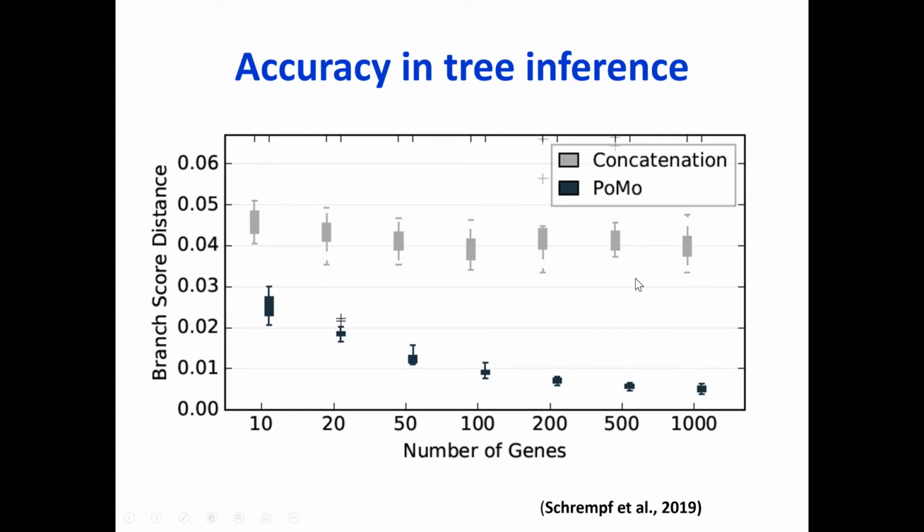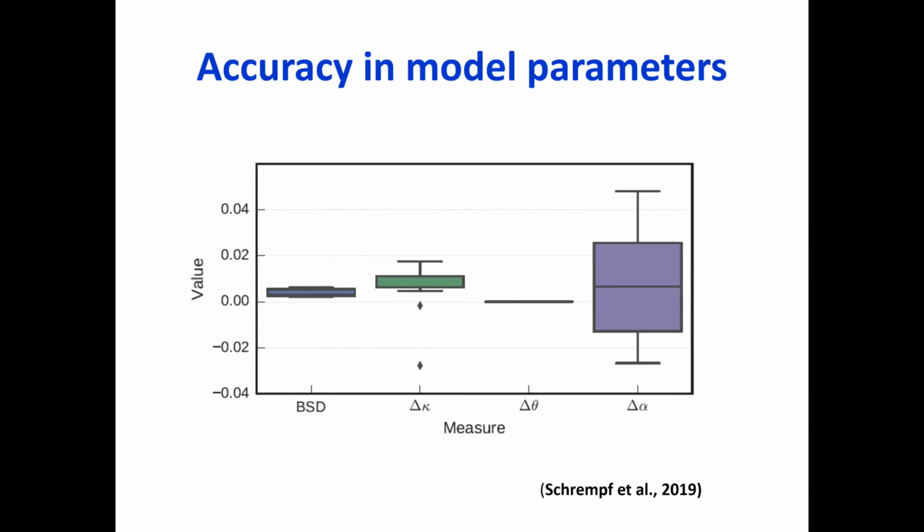For concatenation, this is not the case. And this is known to be problematic, especially in cases of incomplete lineage sorting. So we can do better than concatenation. We are almost as fast.